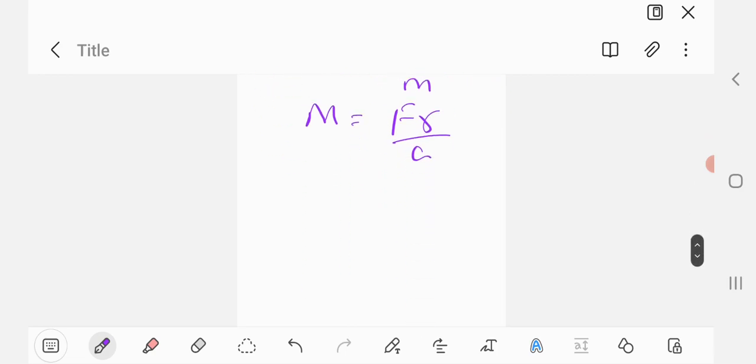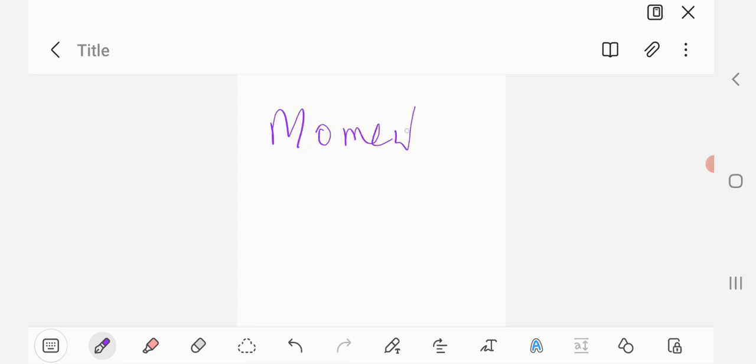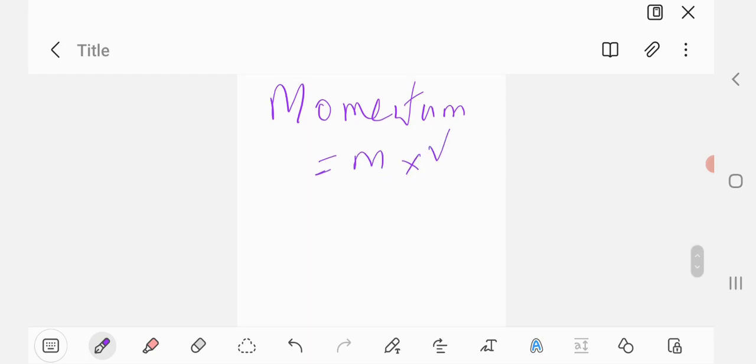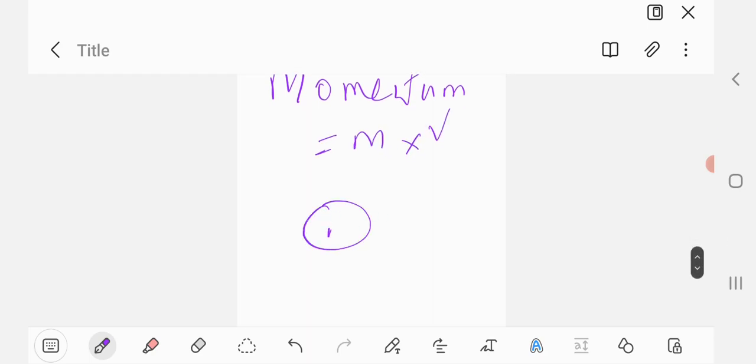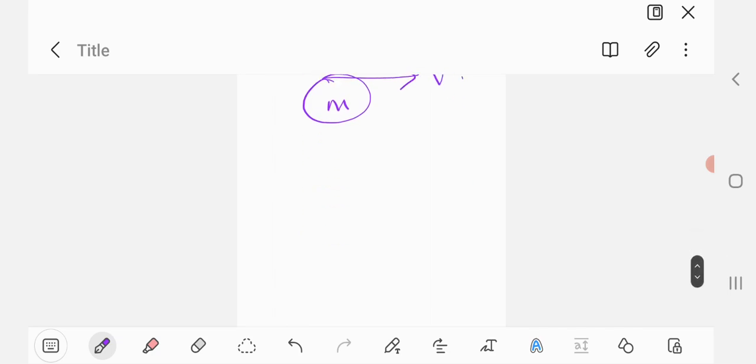The third law is very simple. Every action has a reaction equal in magnitude but opposite in direction. And the next law is the law of conservation of momentum. But before this, you should know very well that momentum is the product of mass and velocity. If a ball is moving with some mass and some speed, you can easily find the momentum by multiplying them.